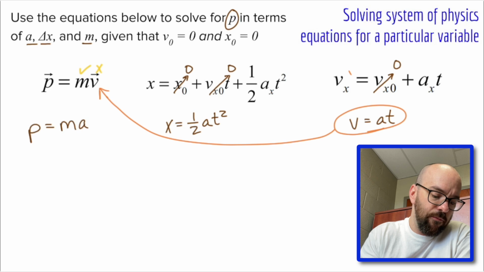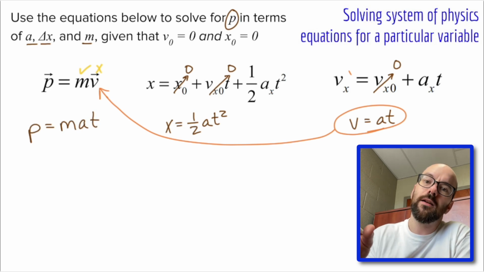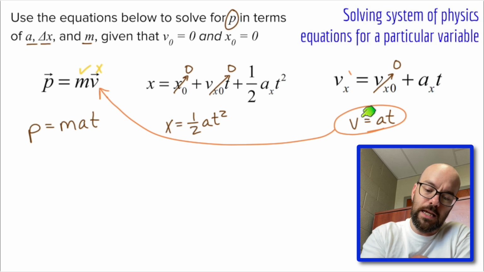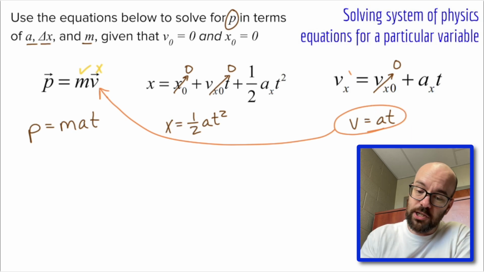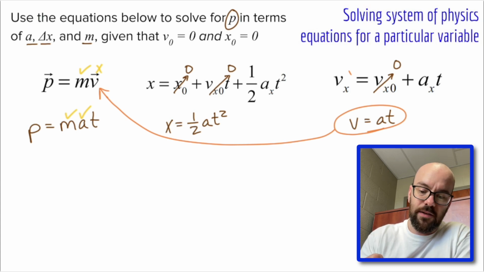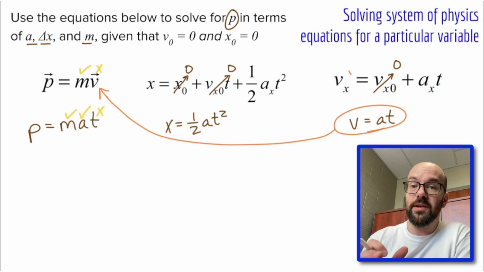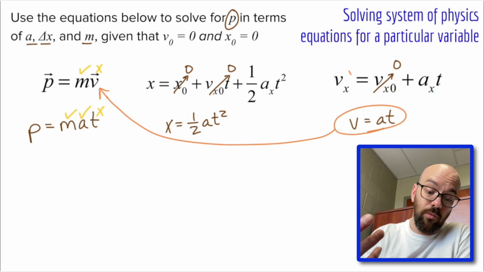Great, so now we're going to have p equals m a t. We substituted the at in for v because we know that v equals at. So at this point we have p equals m a t. Let's check and see how we're doing so far. We have m, great, we're trying to get this in terms of m. We've got a, we're trying to get that in terms of a. And we have t, but we're not trying to get this in terms of t, we're trying to get this in terms of delta x. So we've got to substitute something in for that t. Now we've got an equation still with t in it.